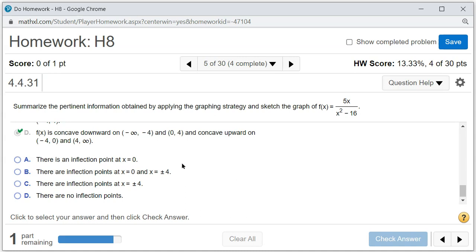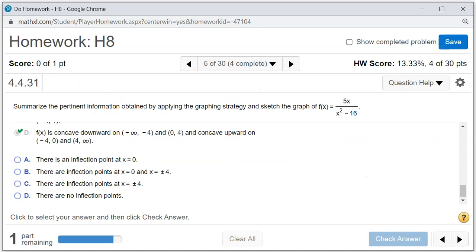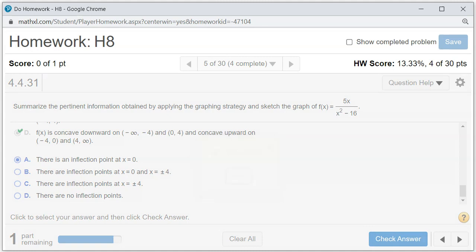And then inflection point. You want to find an inflection point. It could be at -4, 0, and 4. But you can see that the function is not defined at -4 and 4, so there is no inflection point there because the function is not defined. But here we're going to have an inflection point at 0. All right, we got that.